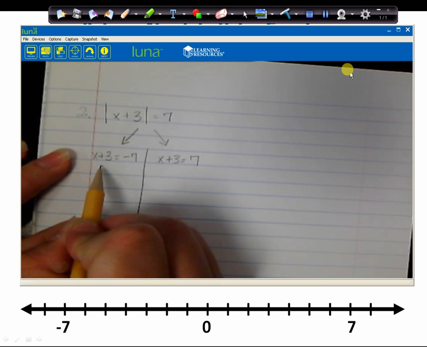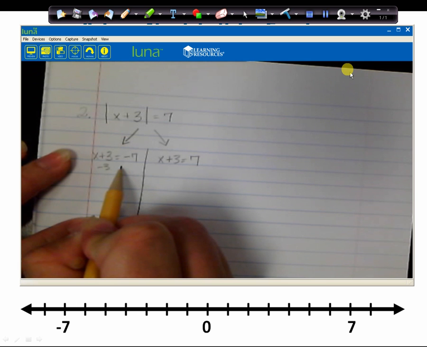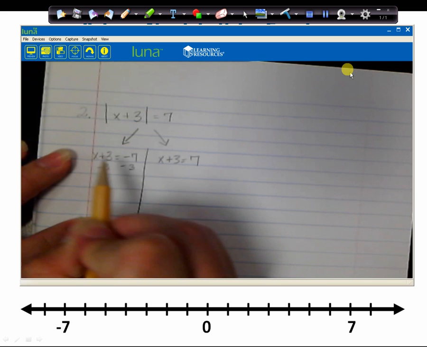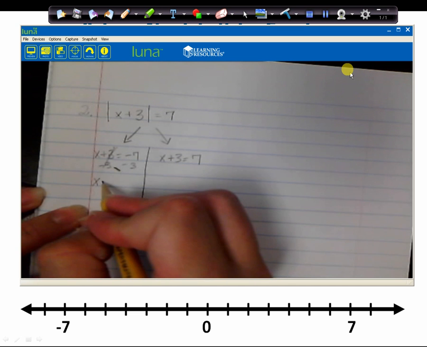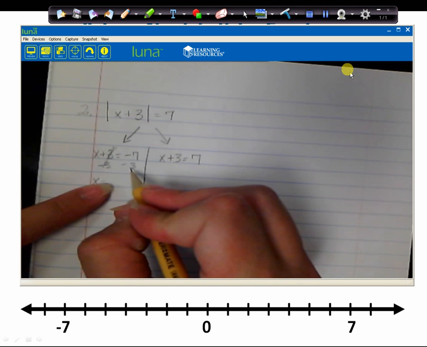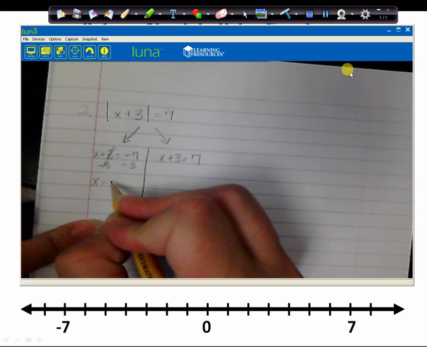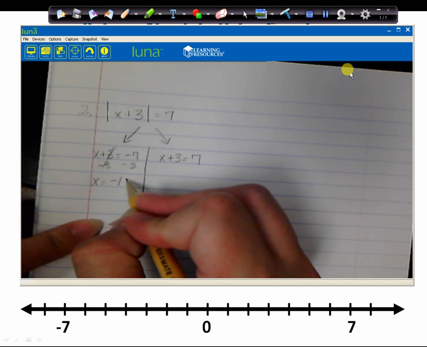So on this side, I have a positive 3. I'm going to subtract 3. This cancels, and leaves me with x equals negative 7 minus 3, which is going to give me negative 10.